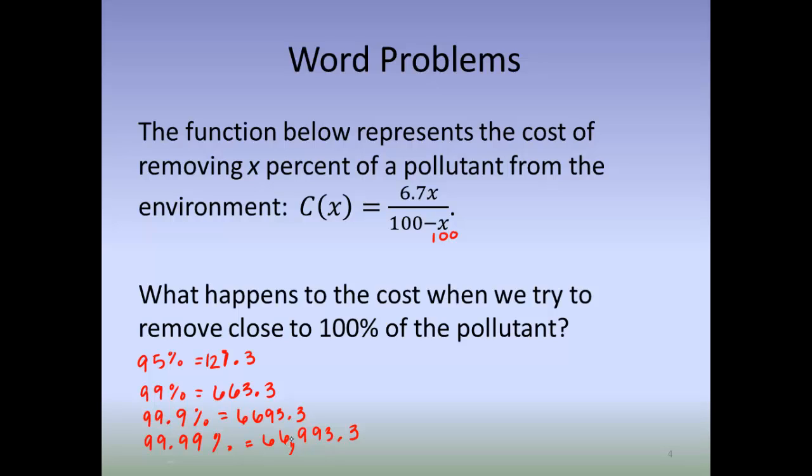My number's growing very large. We're going to try one more. 99.9999. Let's give it 4 nines. We are very close to 100% of this pollutant being removed. For 99.9999%, I get 6,699,993.3. That is over 6 million. So can we draw a conclusion about what happens when we try to remove 100% of the pollutant from the environment?